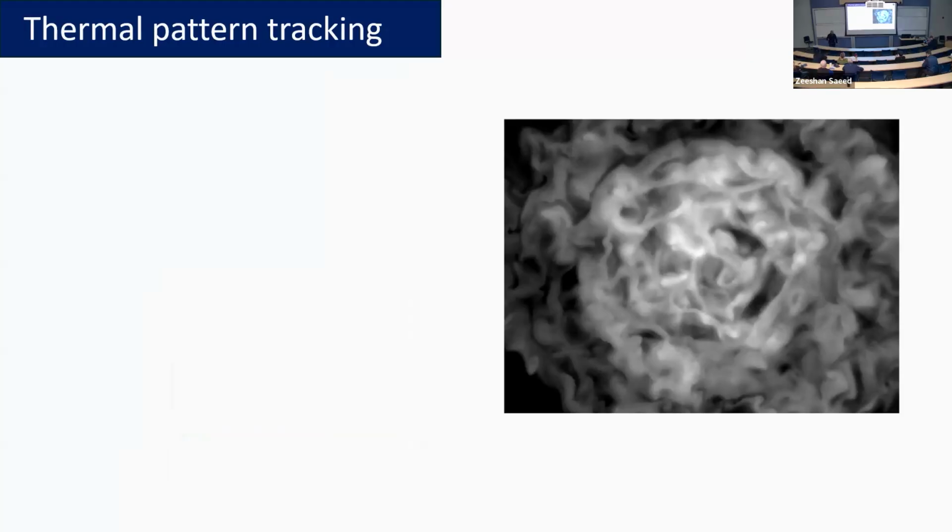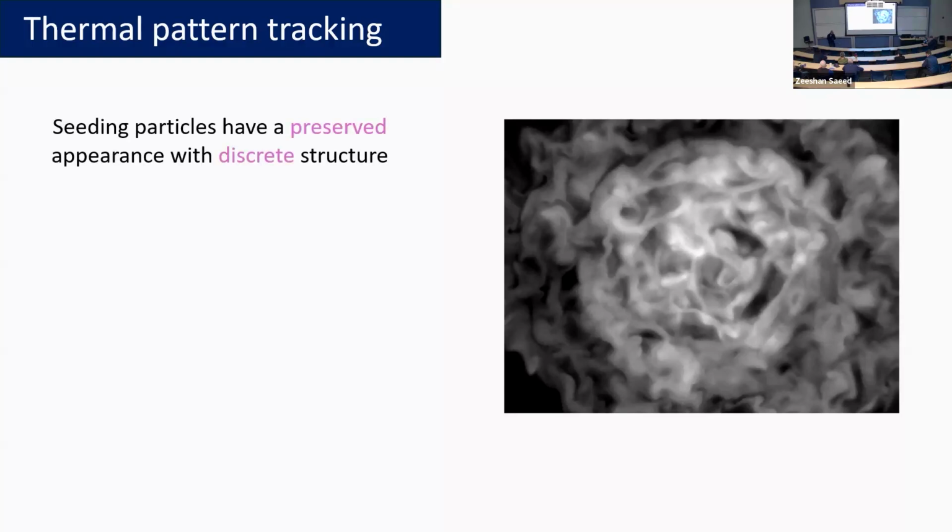Now, if any one of you is familiar with how this is typically done in PIV, what we have in typical PIV is that we seed the fluid with tiny particles, have them shine in a laser sheet, and then get these images and track them in real time. But the difference between that scenario and the one that I have right now is that those seeding particles are discrete and they preserve the structure. They're not getting squished around by the flow.